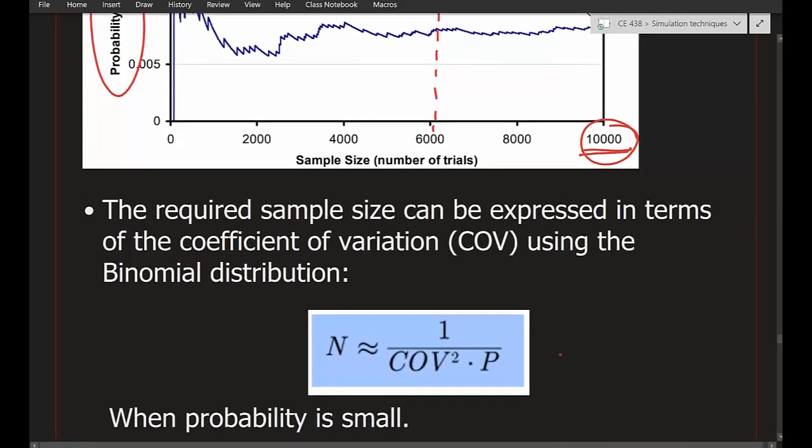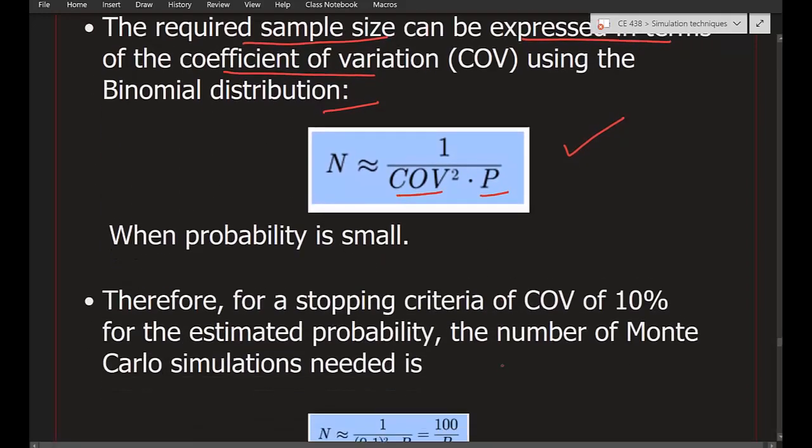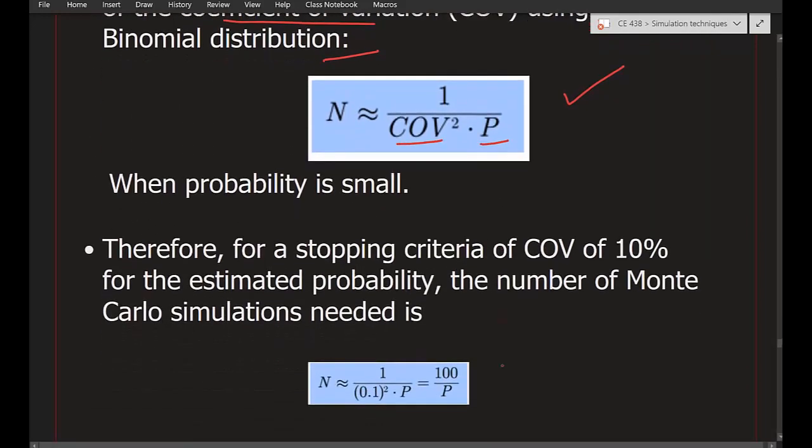So the question is how we calculate or estimate the required sample size. There is a formula. It says the required sample size can be expressed in terms of the coefficient of variation using the binomial distribution, where n is the sample size: n equals 1 divided by the coefficient of variation squared, times p. This formula is only applicable when the probability is small.